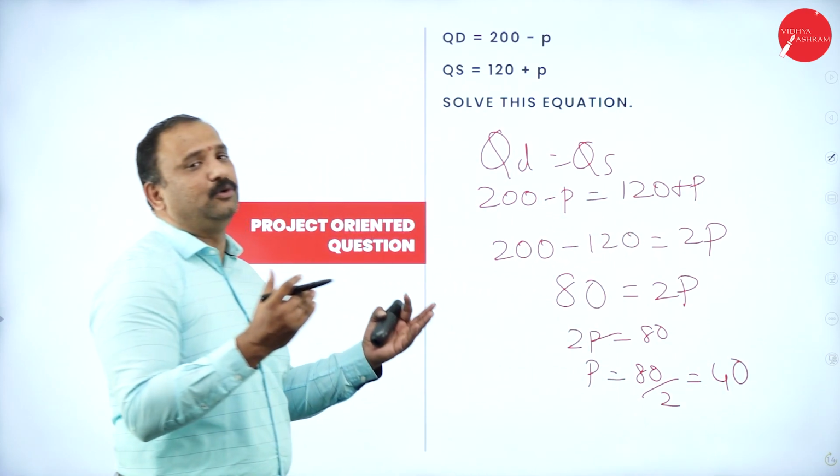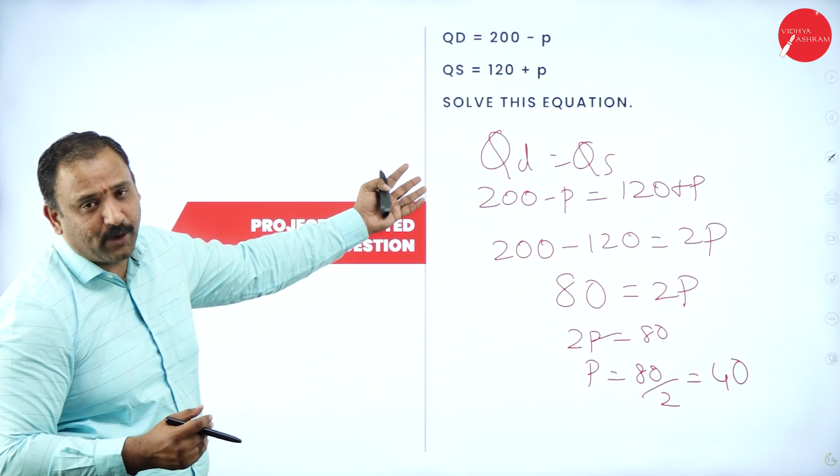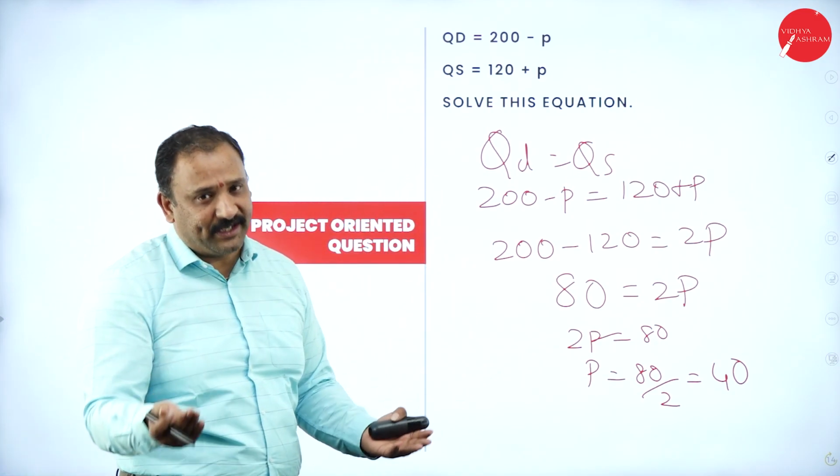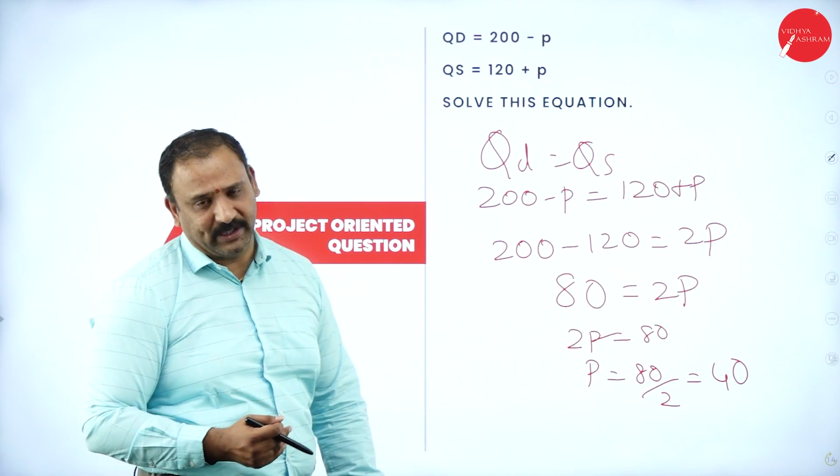So if you're just able to solve this much, automatically you are going to get your 4 marks. Such a simple problem. All you have to do is put the numbers to one side and the variables on the other side, equate it, and you will get the answer.